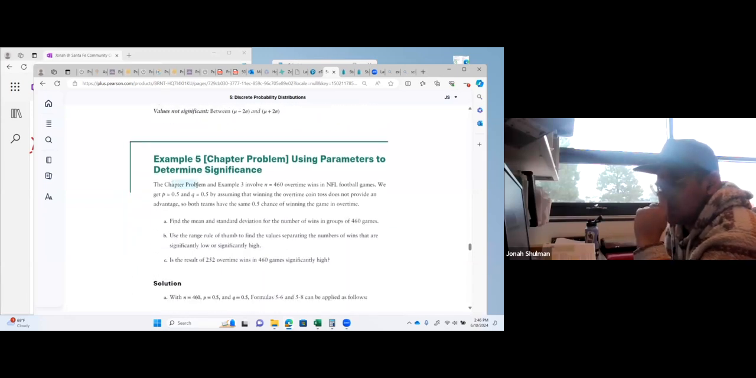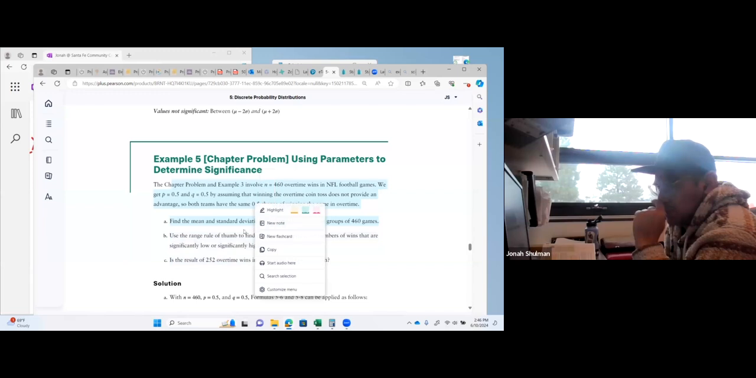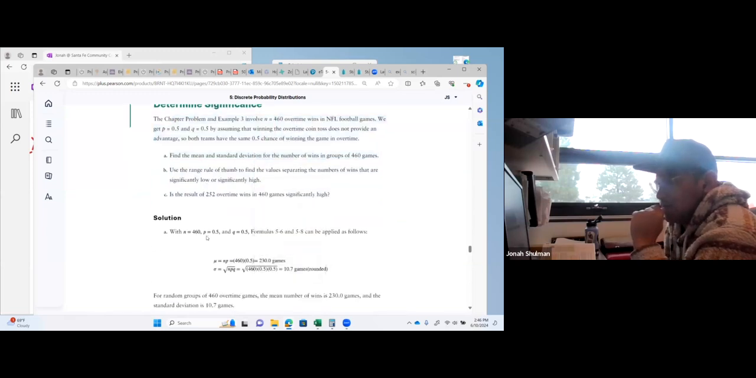So, oh, we get this overtime problem. Let's do it again. 460 overtime wins. We get 0.5 and 0.5 for saying the coin toss doesn't find advantage. Find the mean and standard deviation of the number of wins for the 460 games. Use the range rule of thumb to find the values separating significantly low and significantly high. Is the result significantly high? So to get these values, we have our n, we have our p.